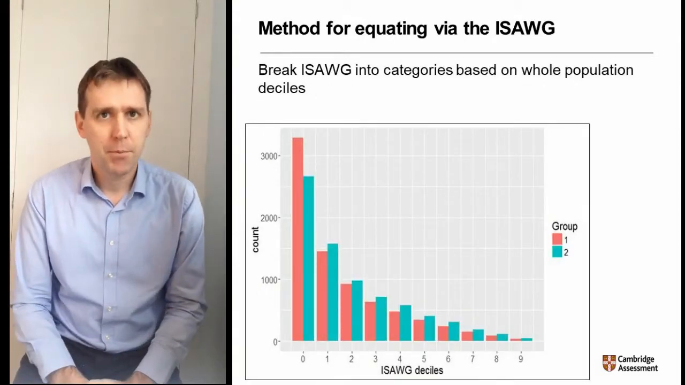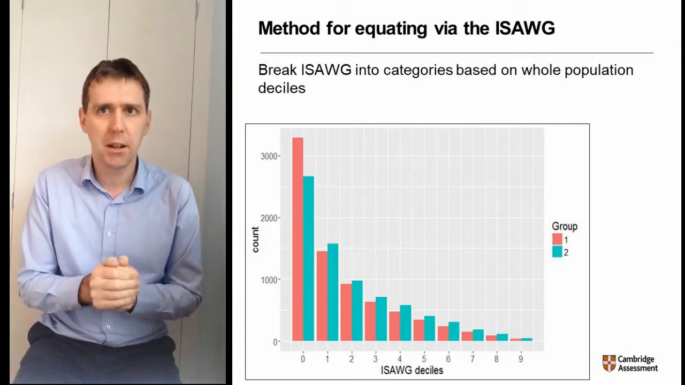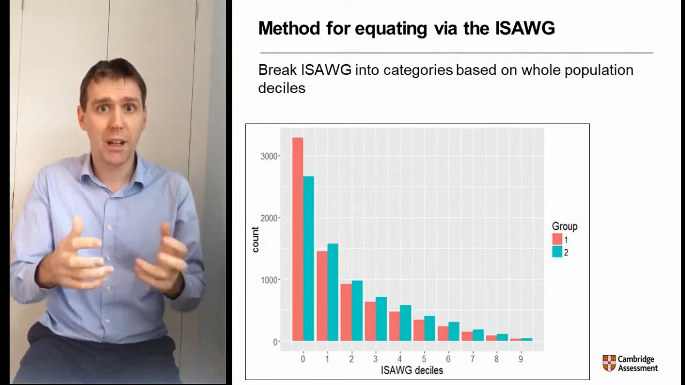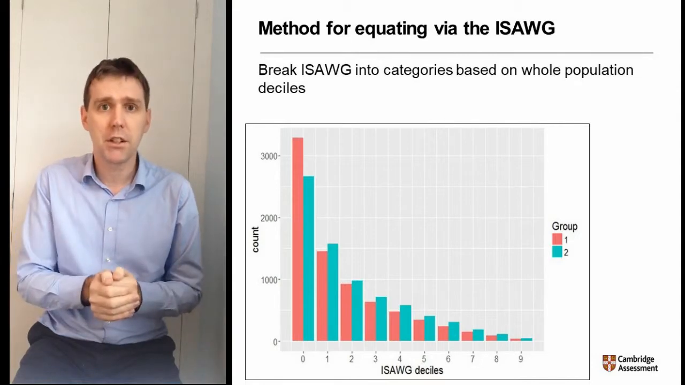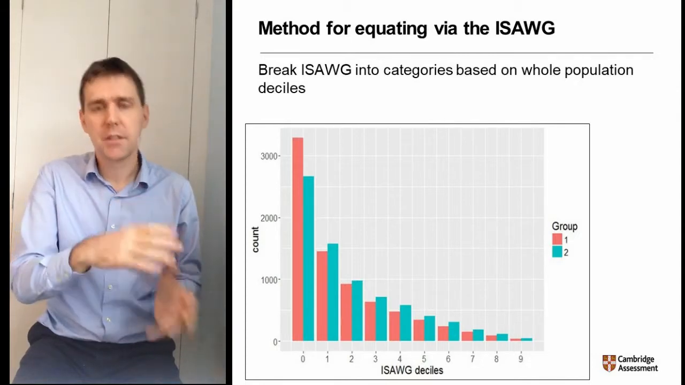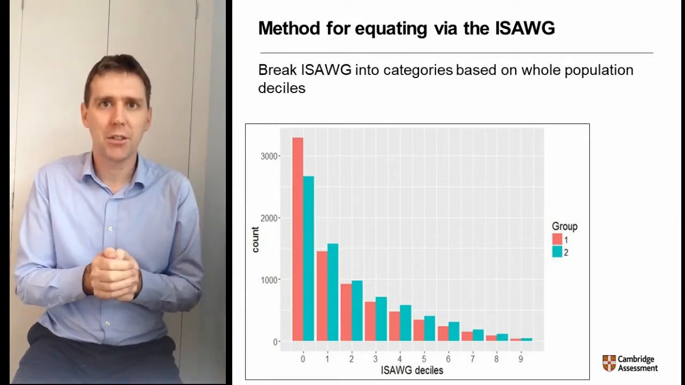Next, to make things easier, I'm going to break the ISORG into 10 categories. That's going to make the next step a little easier. If I had the full population, everyone I've calculated it for would actually have even numbers in each category. For the people doing these particular tests, there were more students in the lower categories.